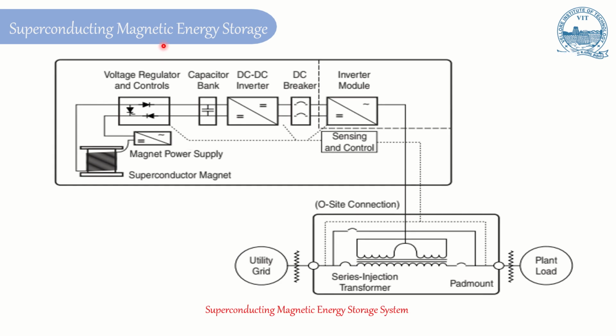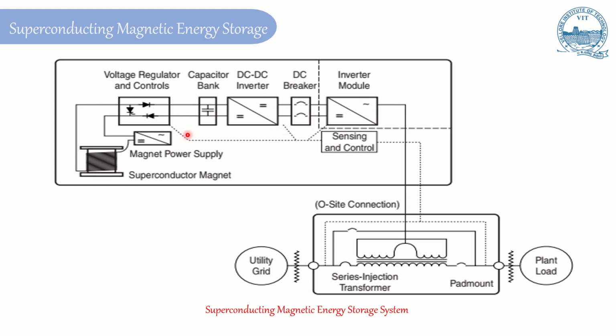This is the block diagram which shows the principle of energy storage in a superconducting magnetic system. This is the utility grid, and this is the load where we need the voltage regulation. In between the source and load, we have a series injection transformer. The secondary of the series injection transformer is connected to your SMES. This is your superconducting magnet, which is fed from the power supply to charge it. For retrieving this, we have a regulator control, a voltage regulator, and a converter that converts AC to DC. Here we have the DC capacitor bank for filtering. Then you have the DC-DC converter, followed by the breaker, and then the inverter module.